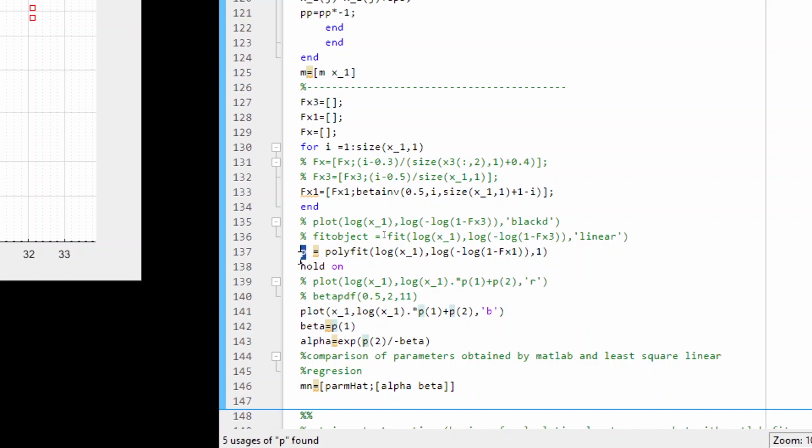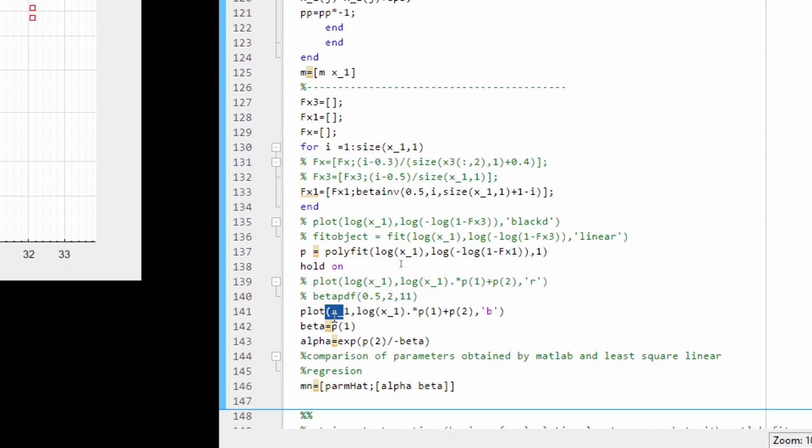So that forms our line. This p has two coefficients. One of them is the slope, one of them is the y-intercept. So basically P1 and P2. And now we can plot the polynomial. So we plot x versus log x multiplied by the slope plus the constant.